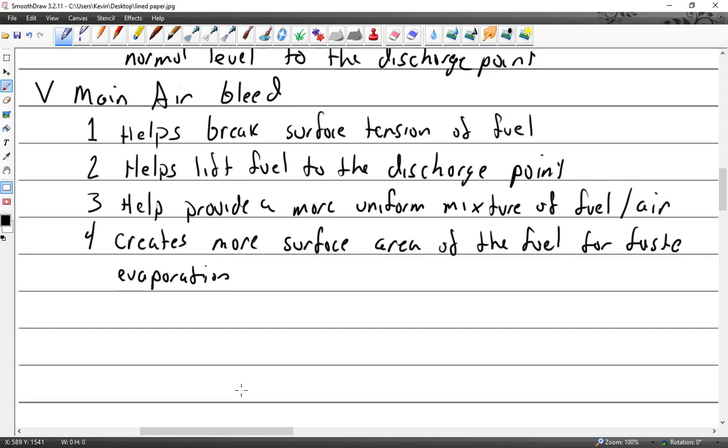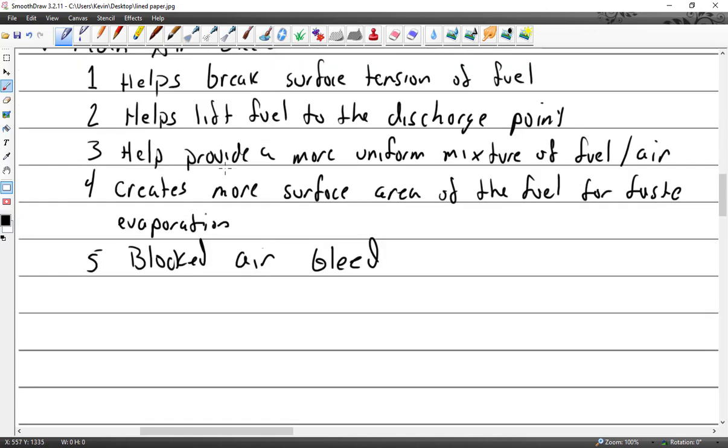Let's see. What happens if the air bleed is blocked? Runs rich. Lean. Well, I think I want to go with the Q&A answer. And what does the Q&A answer say? Goes rich. So more suction is acting on the discharge nozzle. More fuel will be drawn out in larger, less precise globules with less air. This would be a rich mixture.